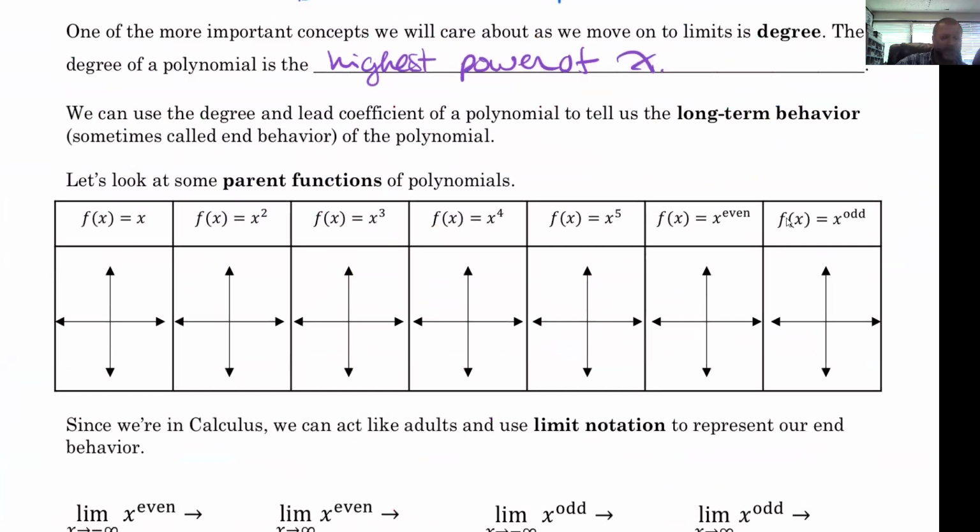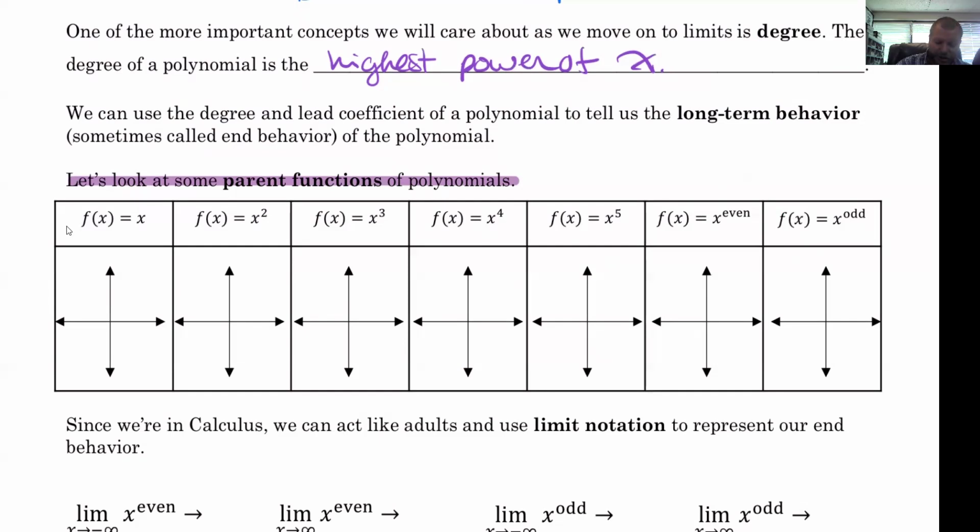A parent function of a polynomial is basically the most vanilla form of a polynomial you can have. Technically, it's the polynomial before we start adding on any transformations, like shifting it up, down, moving it left, right, before we start adding on terms. So each of these functions would be parent functions of polynomials.